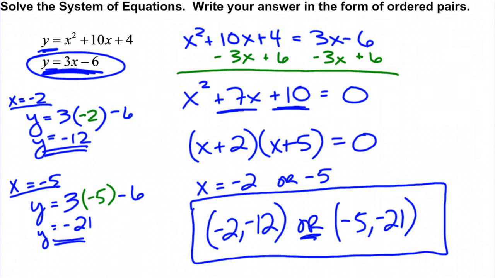And if we graphed out the parabola for y equals x squared plus 10x plus 4, and the line that went with 3x minus 6, those two would intersect at those 2 points, negative 2, negative 12, and negative 5, negative 21.